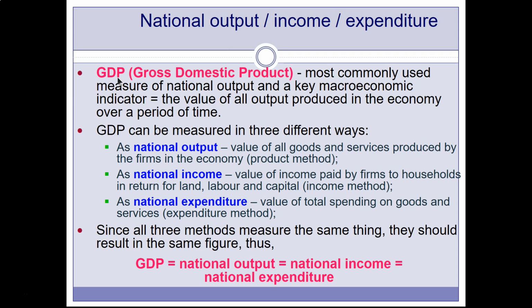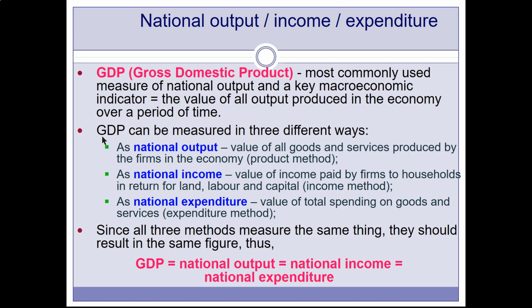So let us start. GDP, or gross domestic product, is probably the main macroeconomic indicator. It's the most commonly used measure of national output. Strictly speaking, it's simply the value of all output produced in the economy over a certain period of time: a month, a quarter, a year, or so. So it's the value of all production activities in a country, the value of all output.